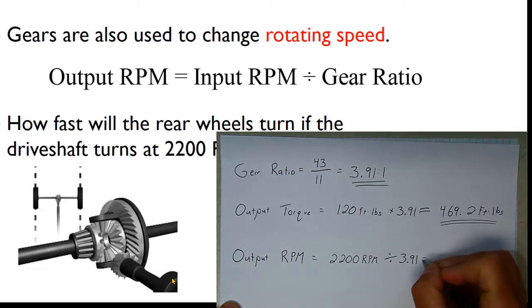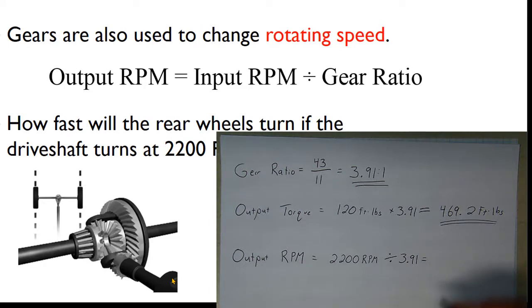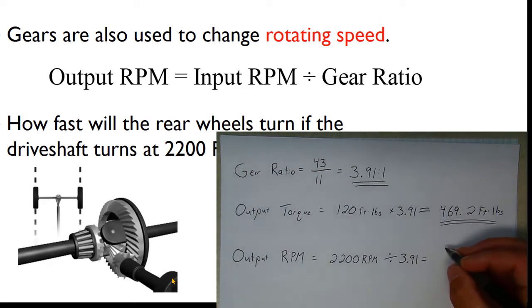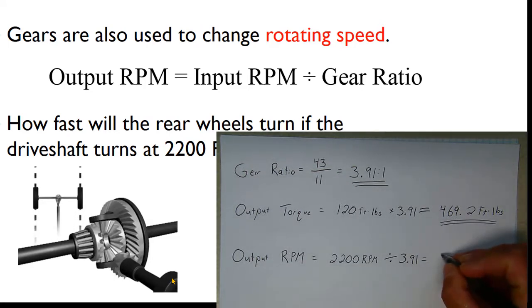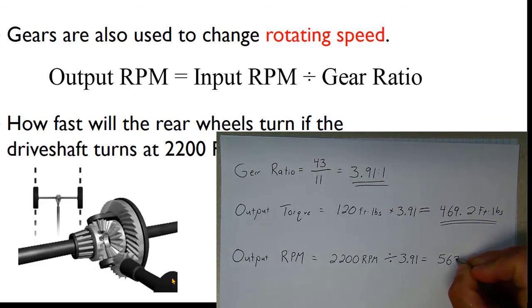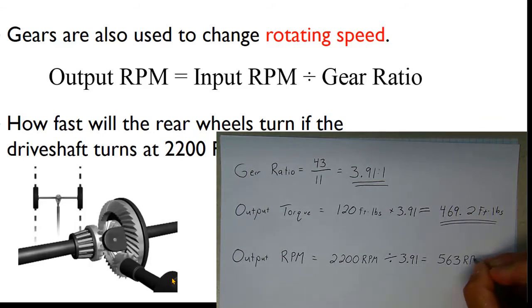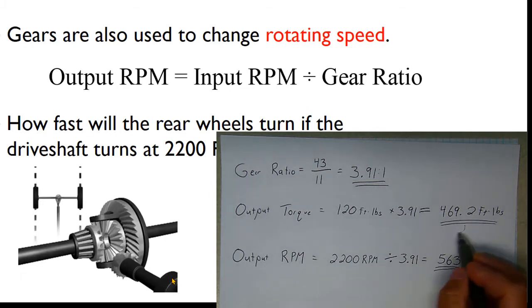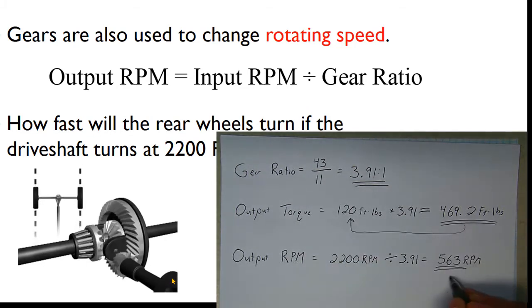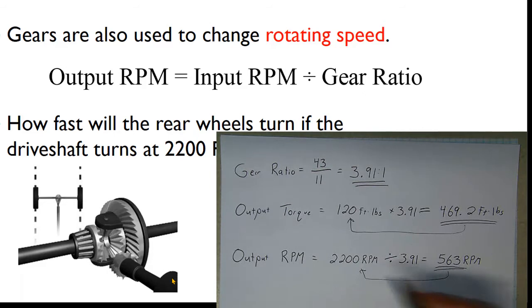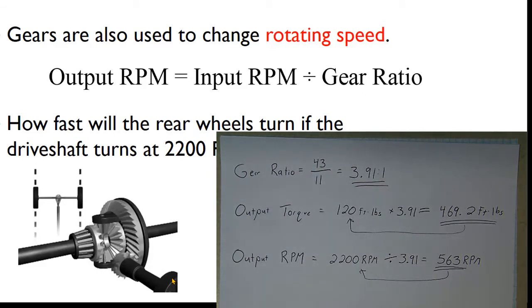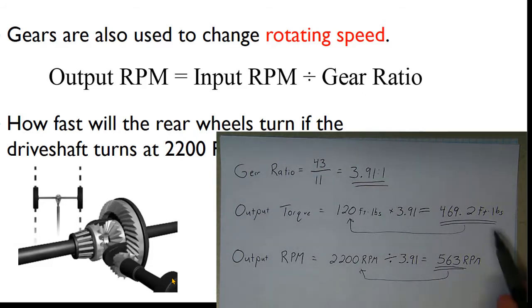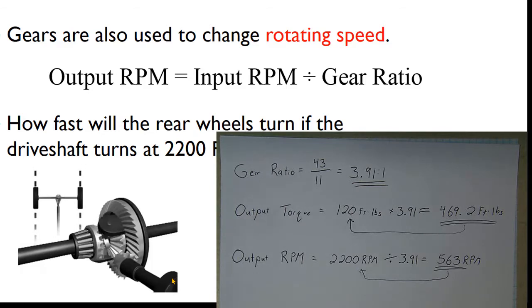We're using the same gear set. And when you divide by that 3.91 gear ratio, you get about 563 RPMs. So the key is, those rear wheels are turning with a lot more torque than they started with, but they're also turning a lot slower than the drive shaft was. So our torque goes up, but our RPMs go down.